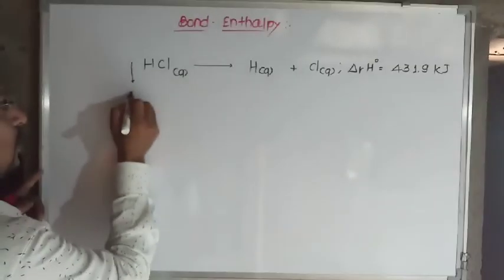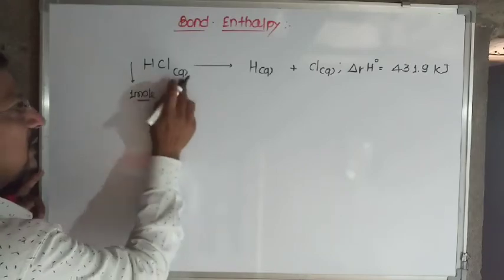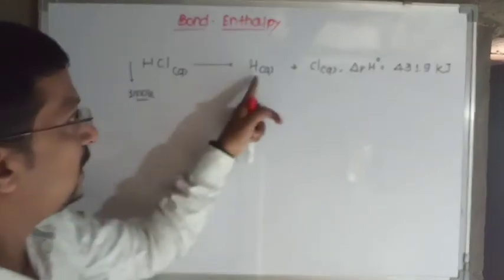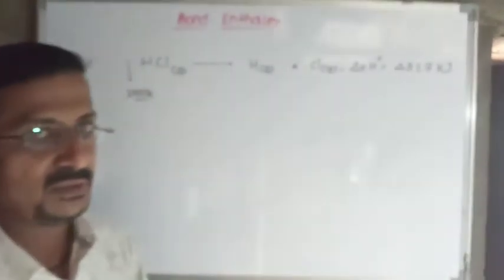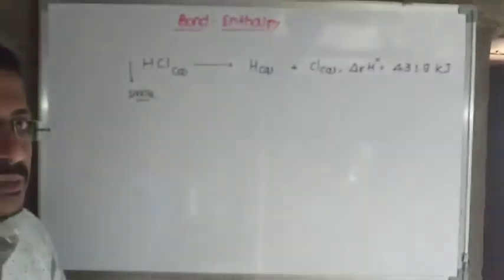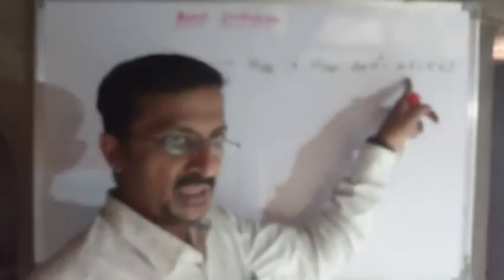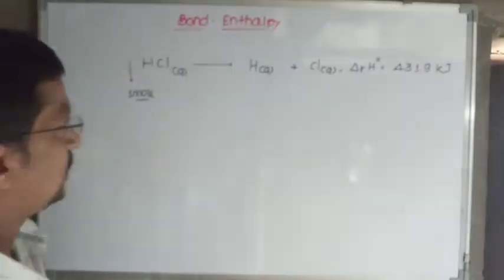431.9 kilojoule indicates that this much amount of energy is to be supplied to 1 mole of HCl in gaseous state. Then and only then are hydrogen and chlorine atoms separated, because the bond between hydrogen and chlorine is broken by supplying this much energy. So far as we are concerned, that is bond enthalpy.